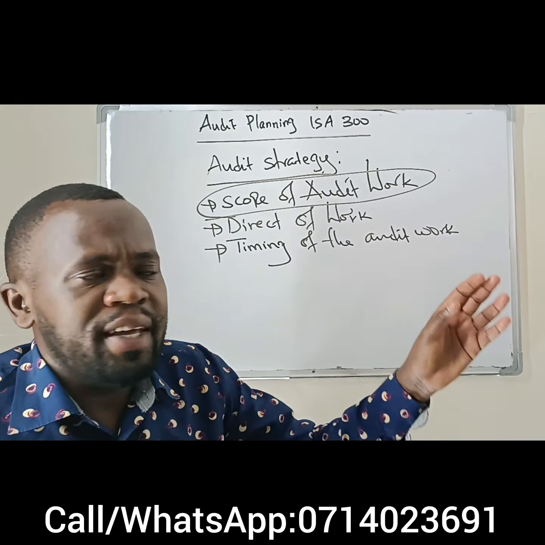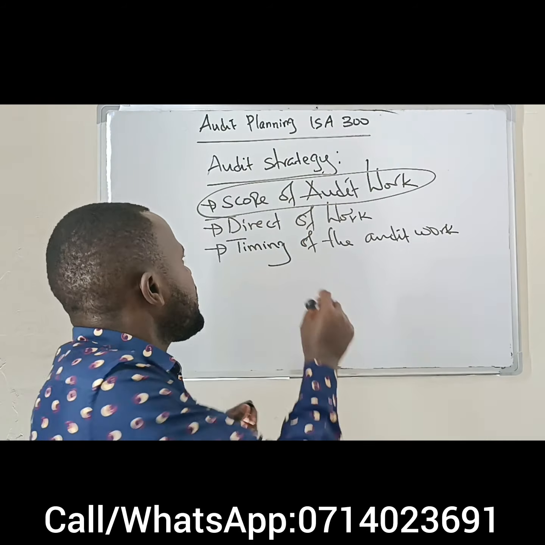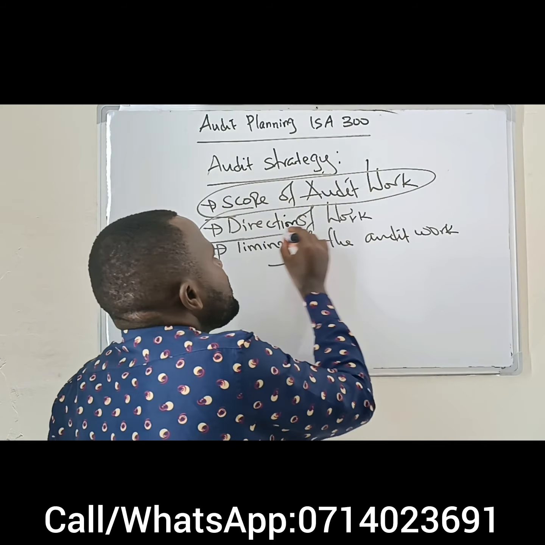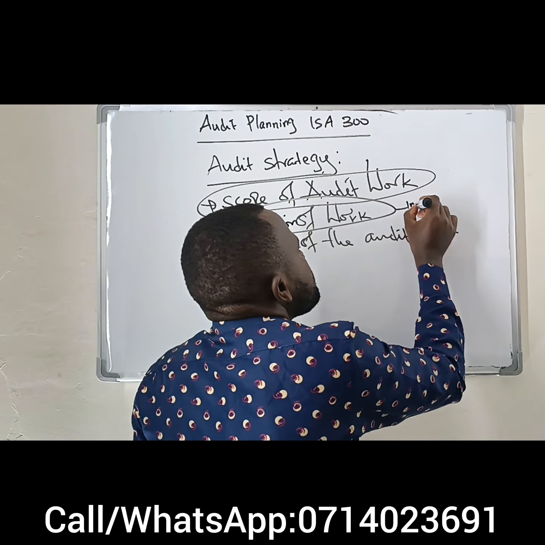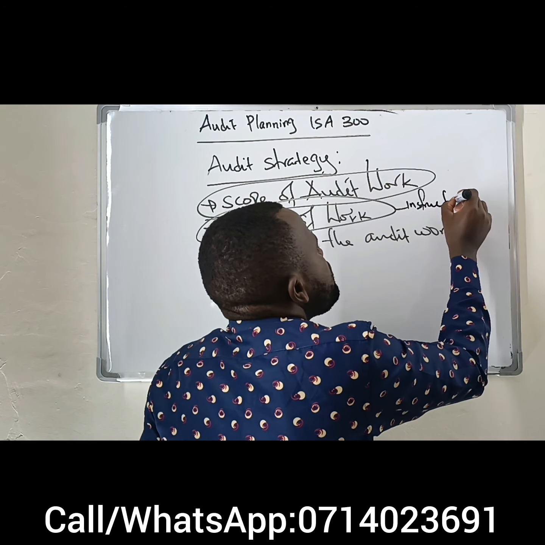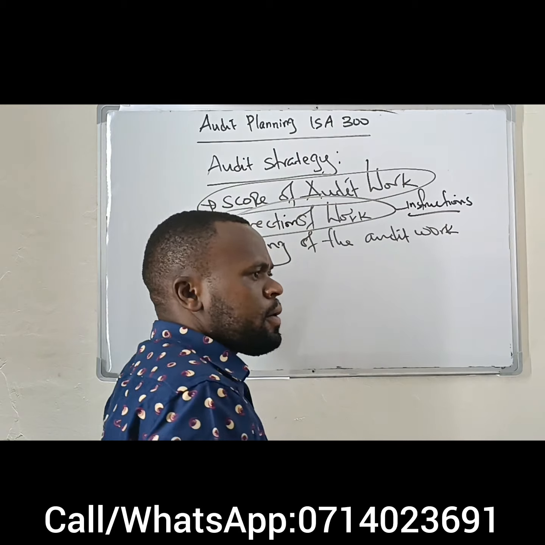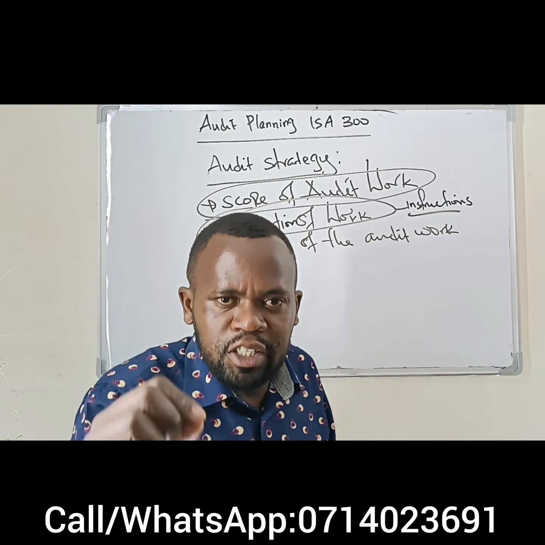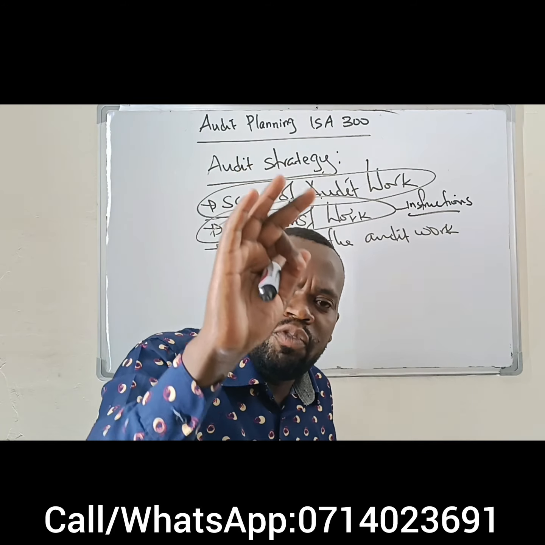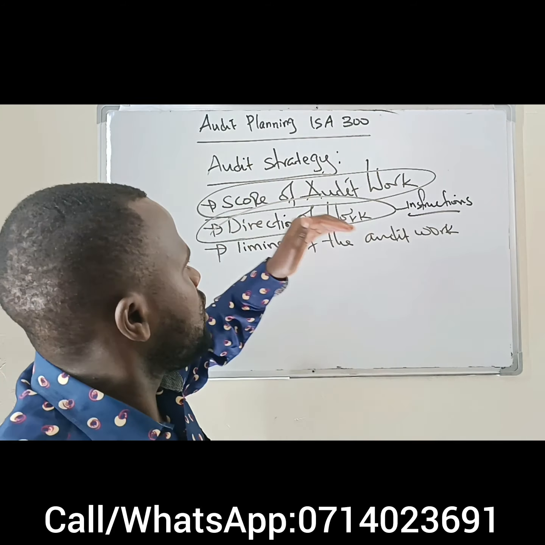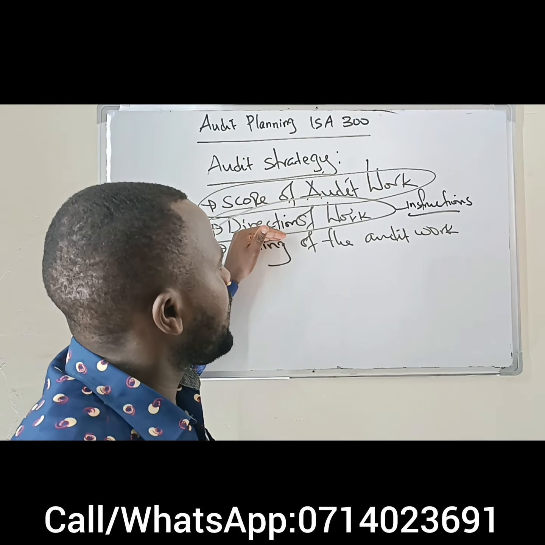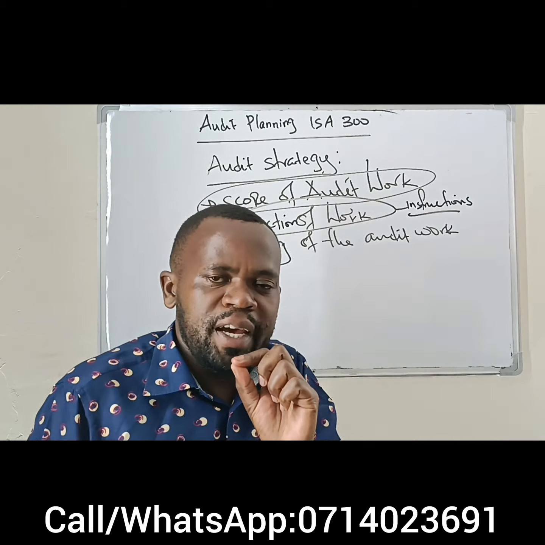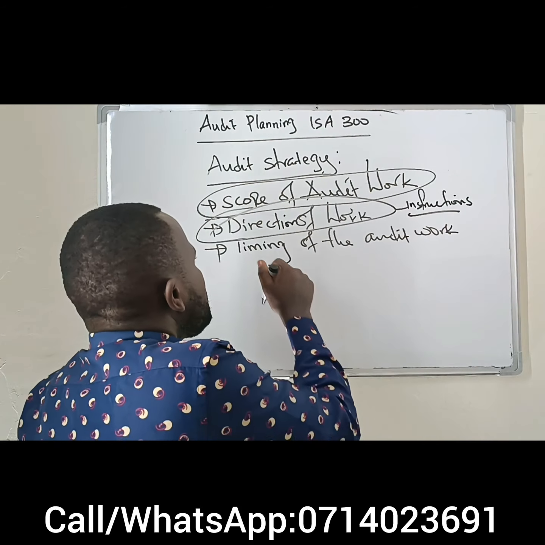Then there is the direction of work. Direction is about the instructions to be followed when doing the work. So whenever we are planning an audit, we are developing the strategy on how to do the work. What the strategy involves is the scope, the direction of the work, that is the instructions on how that particular work is to be done, then the timing.